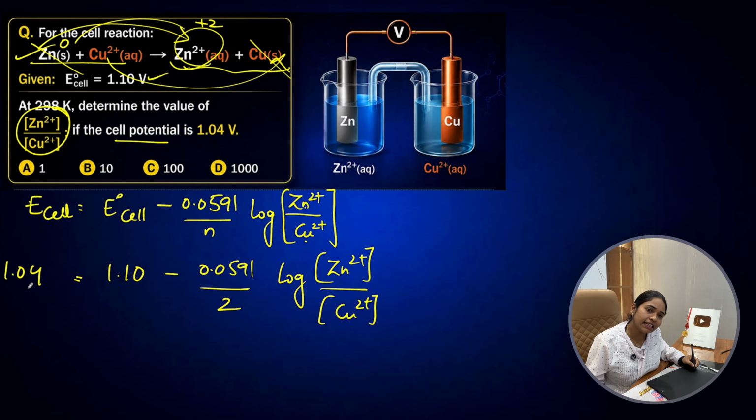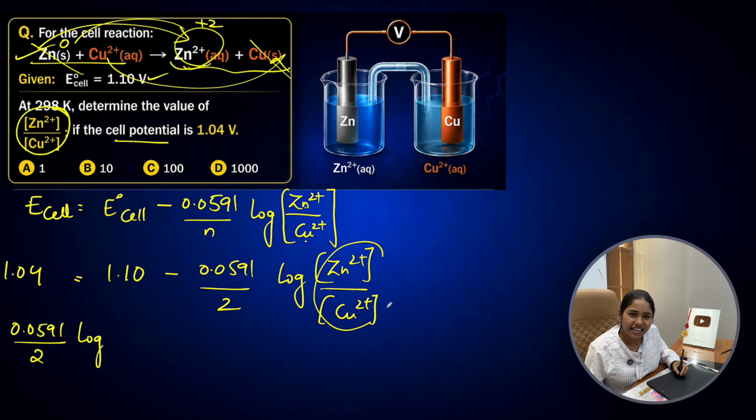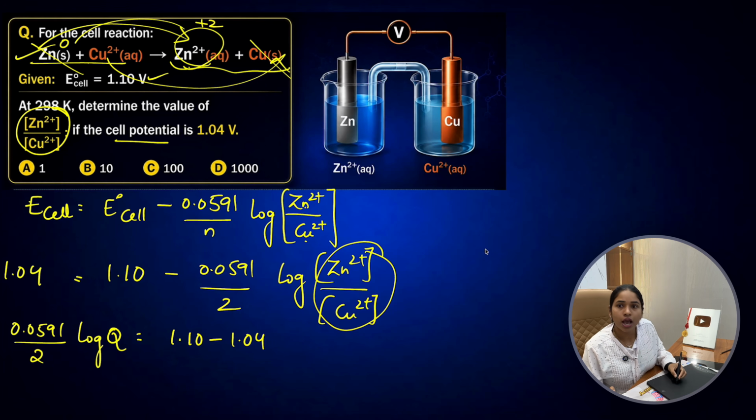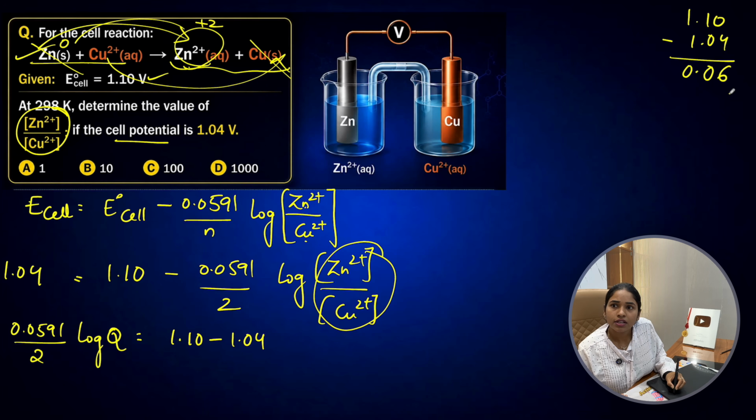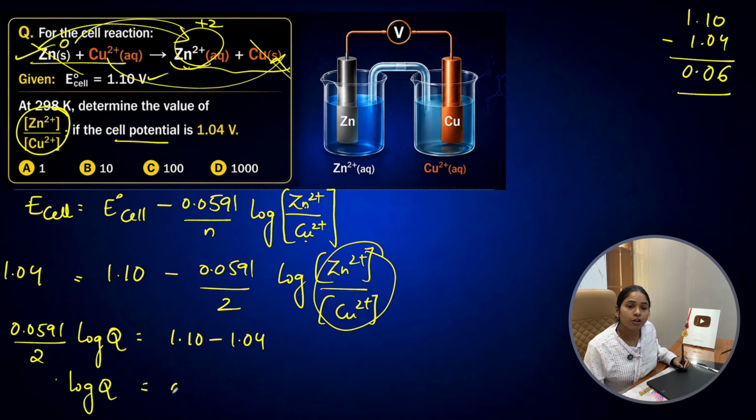I will move this entire term to this side and this term to this side. So I'll get 0.0591 by 2 log of, let me write this entire concentration as, let's say, Q or some X. Why write it every time? 1.10 minus 1.04. From 10 if you subtract 4, 6. Then 0.06. So log Q is equal to 0.06. This is what? 0.0591 by 2 into log Q.